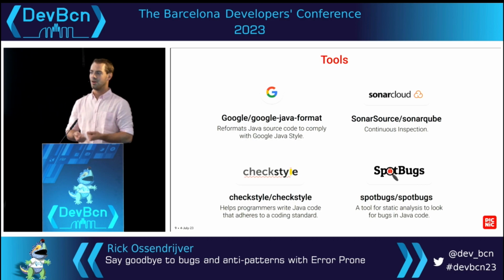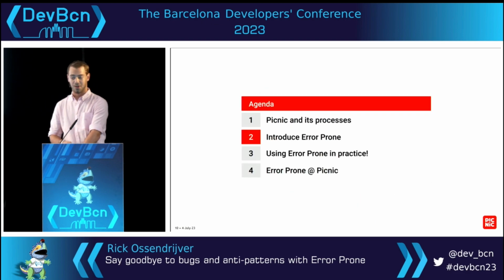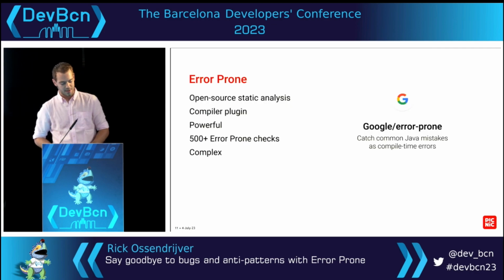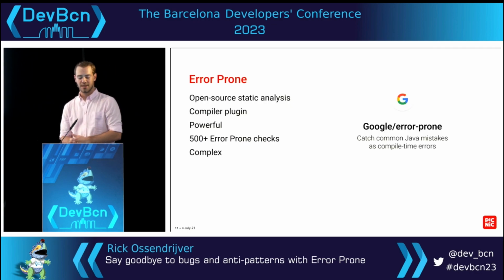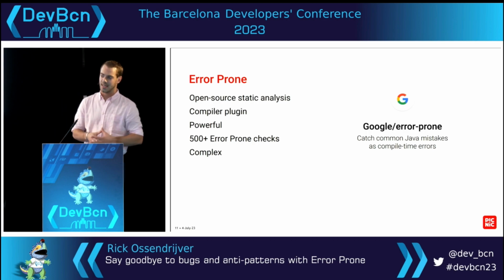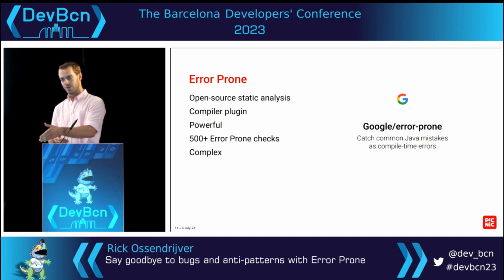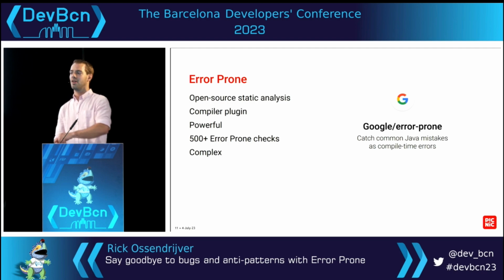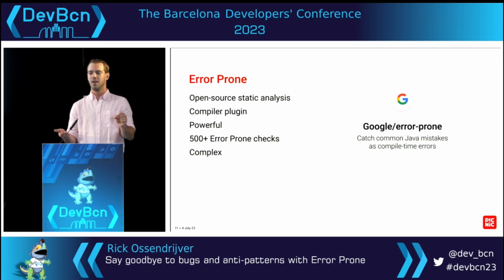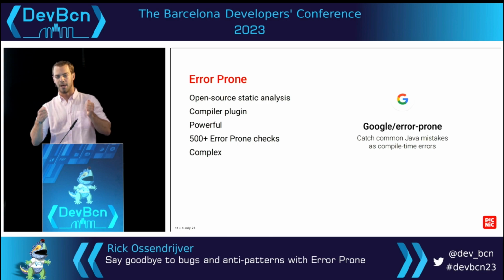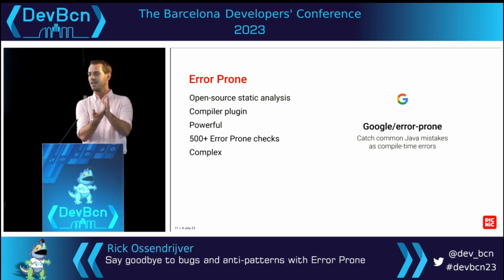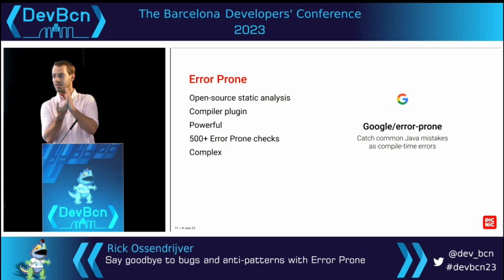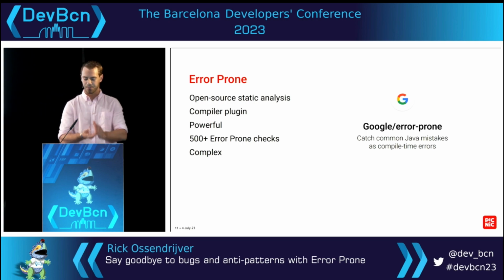So we want to go one step further. And that brings me to error-prone. Error-prone is an open source tool created by Google. It's a static analysis tool for Java that can find and detect bugs in your code, but it can also provide a suggested fix for you. And if you run error-prone in patch mode, it can automatically apply that suggested fix for you in the actual source file. So it can automatically fix your code.